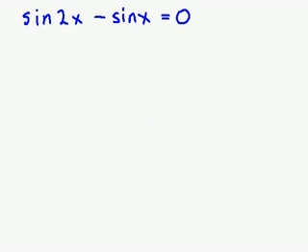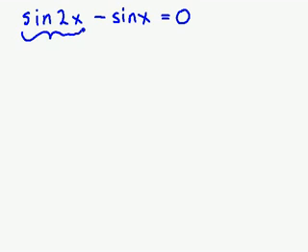Okay, let's solve sine 2x minus sine x equals 0 for all x values in radians. Well, the first thing I notice is I have a double angle here and just a single angle here. So we want to get everything in terms of a single angle, a single x value. And we can use the double angle identity for sine to do that.